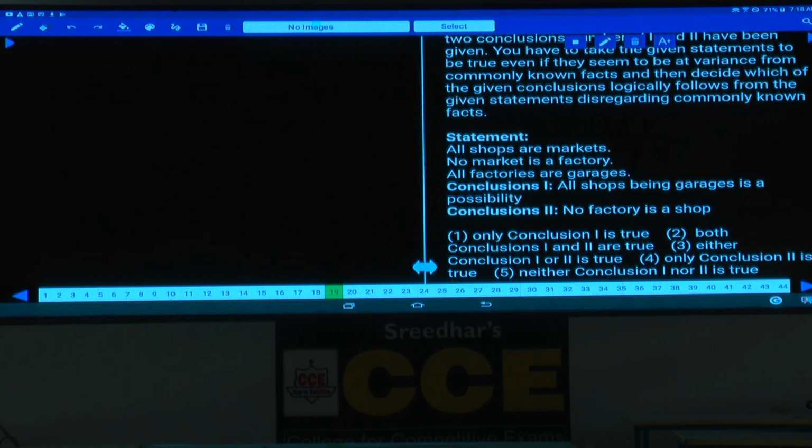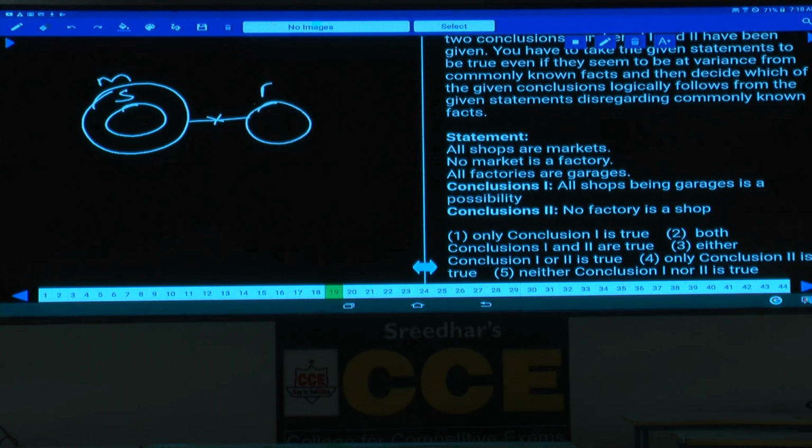Now in this question number 19, all shops are markets. And no market is a factory. And next one, all factories are garages. Then, all shops being garages is a possibility, that is possible.